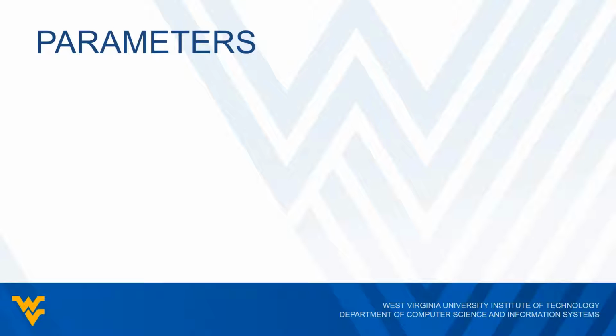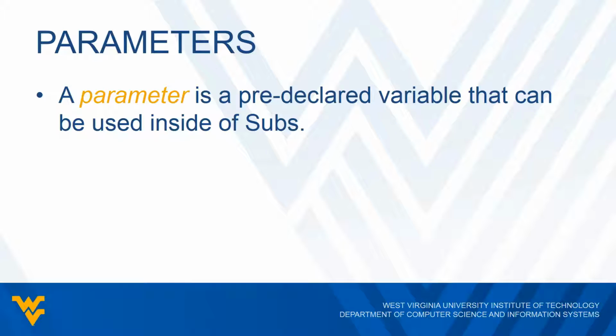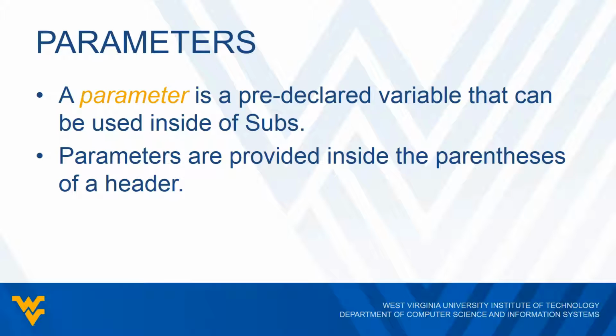We also mentioned that subs have parameters. A parameter is simply a pre-declared variable that we can use inside of subs. The way I usually explain it is, think of a parameter as a free variable that's already given to us, already declared, and then we can just use it inside the body of our sub. Now, parameters are provided inside the parentheses of the header.